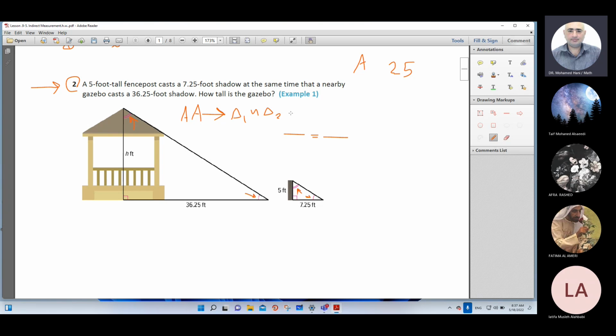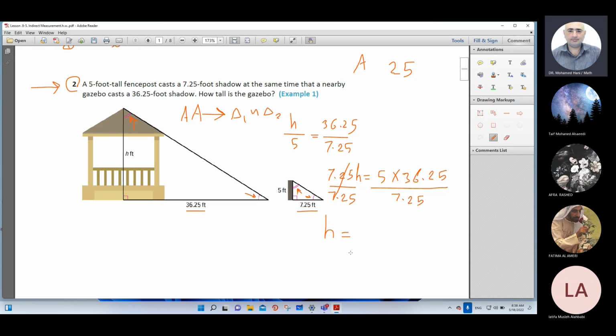What is the corresponding side of h? As we see, 5. What is the corresponding side of this side here? As you see, it will be 7.25. How to solve this equation? Do a cross product. h times 7.25 equals 5 times 36.25. Then divide the two sides by the coefficient. Divide here by 7.25 and divide here by 7.25. So here will be h.